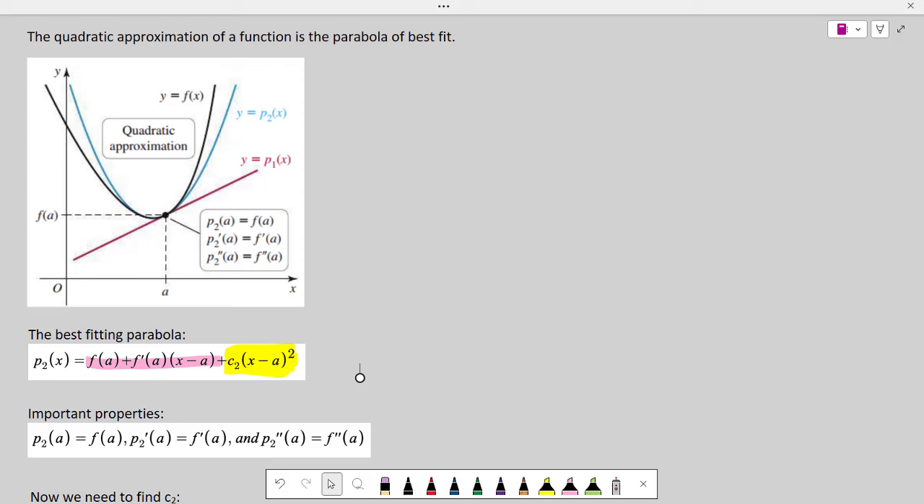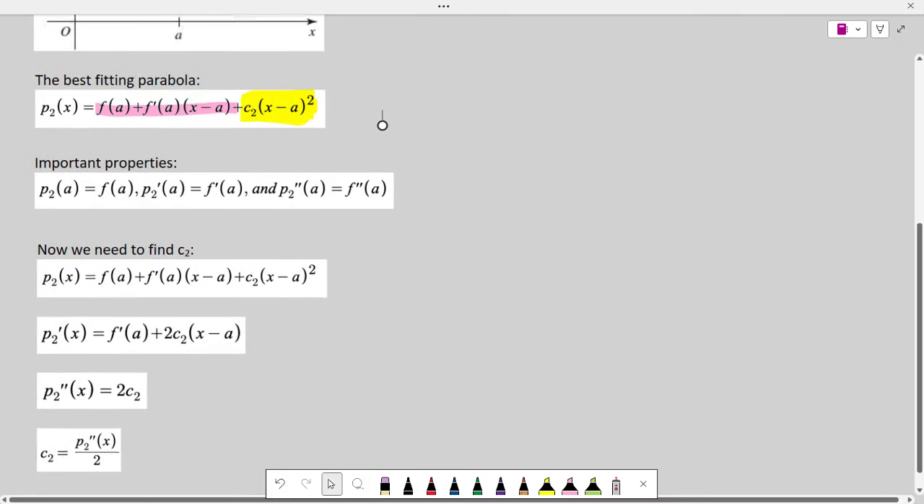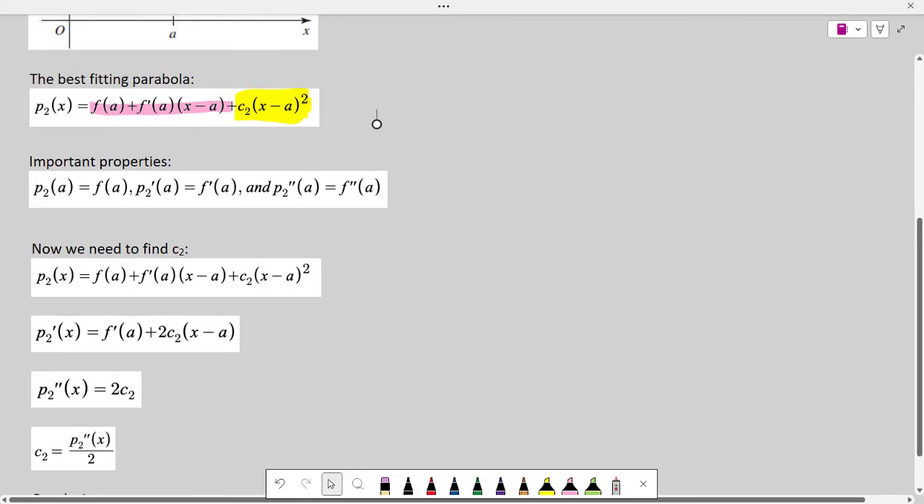We know how to find c sub 1. We know how to find that, right? We did that in Calc 1. We found that this is just the slope of the tangent line. Now we need to find this second constant. So here again, the important conceptual properties. Matches in value, matches in slope, matches in concavity. So those three things are holding. Here's what we do.